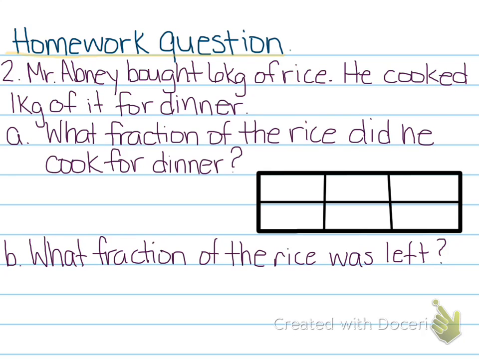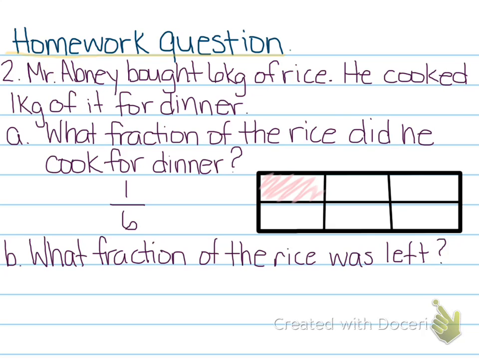The first thing I did to solve my problem was to draw a rectangle, and I split it into 6 because I know there are 6 kilograms of rice, so I partitioned it into 6 units. I know he cooked one of those. So he cooked 1 kilogram. So then I can shade in 1 because that's what he cooked. Now I know he cooked 1 out of 6 kilograms. So he cooked 1/6 of the rice for dinner.